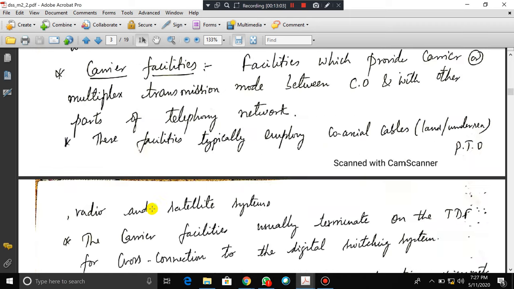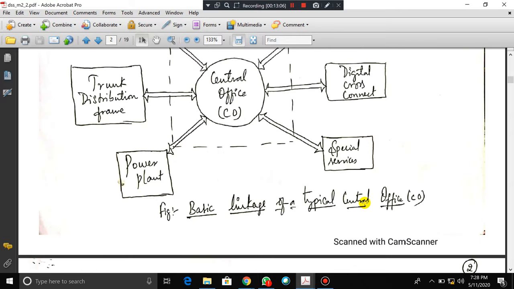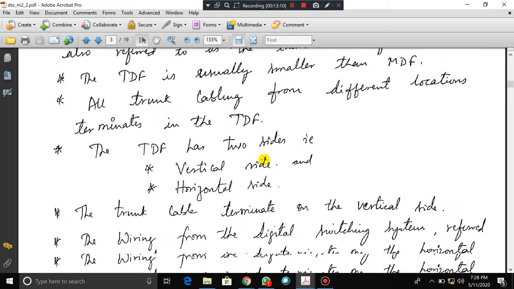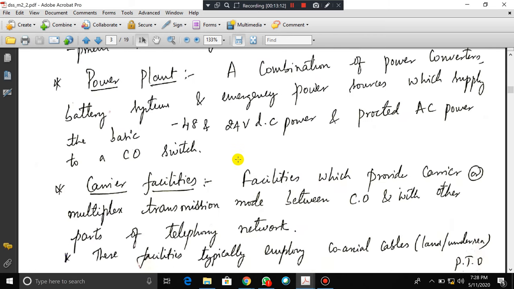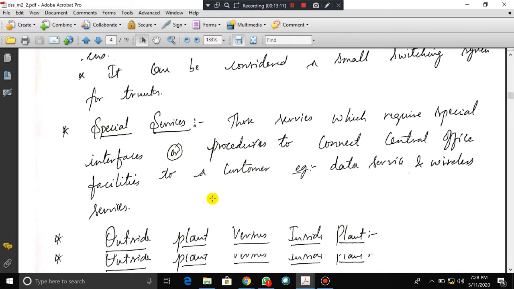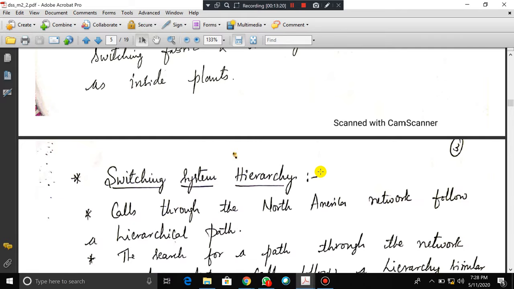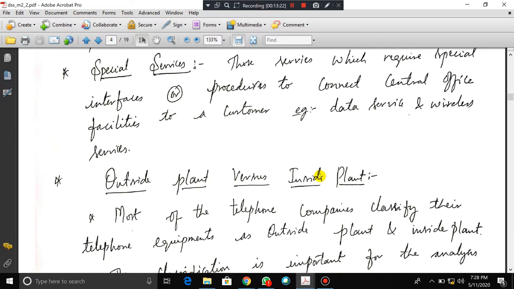This is the block diagram of the basic central office linkage of a digital switching system. It is a very important topic. Definitely they may ask it for 7 to 8 marks. Kindly practice the diagram. It is very easy and important from the exam point of view. You can refer to previous year question papers. It is a frequently asked question.